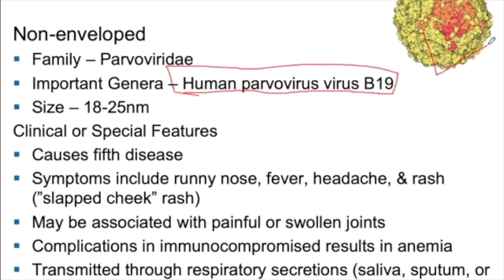It causes a disease called the fifth disease. Now, the fifth disease has symptoms like runny nose, fever, headache, but characteristic of it is a rash that is described as the slap cheek rash. It may be associated with painful or swollen joints, and for people who are immunocompromised, it may result in severe anemia. It can easily be spread through respiratory secretions like saliva or sputum from someone who is infected when a person coughs or sneezes, and you are within reaching distance of that person.